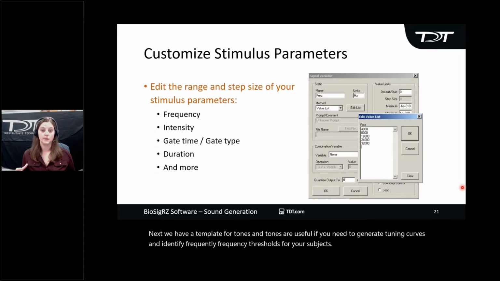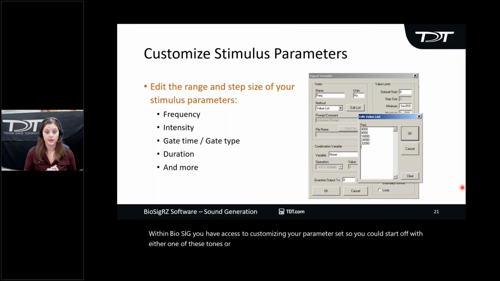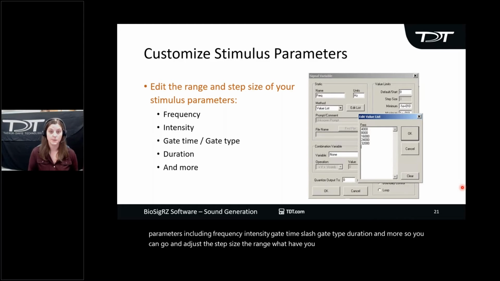Within BioSig, you have access to customizing your parameter set. So you can start off with either one of these tones or click templates, and then you can go through and modify an array of parameters, including frequency, intensity, gate time / gate type, duration, and more. So you can go and adjust the step size, the range, what have you, in order to perform your experiment.